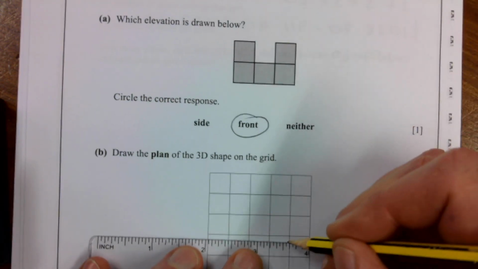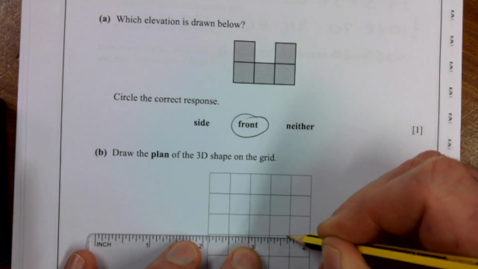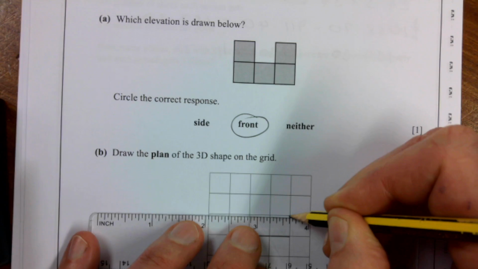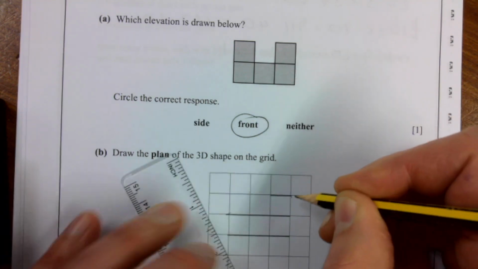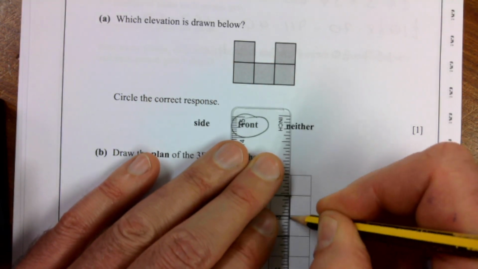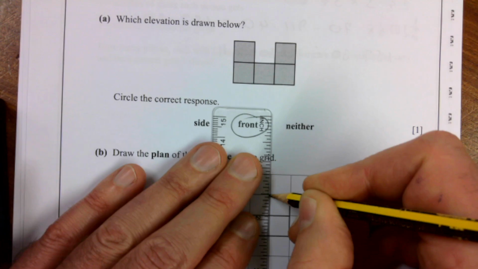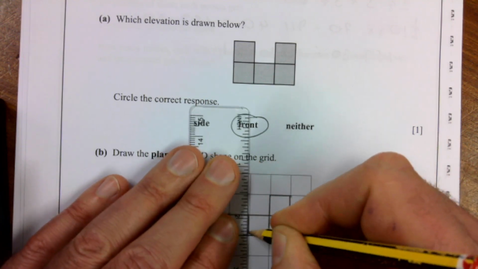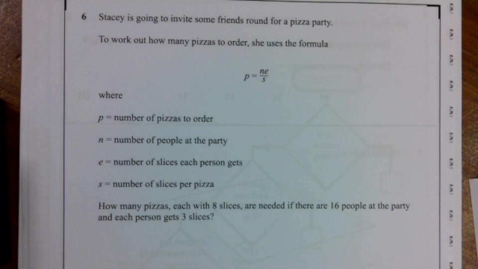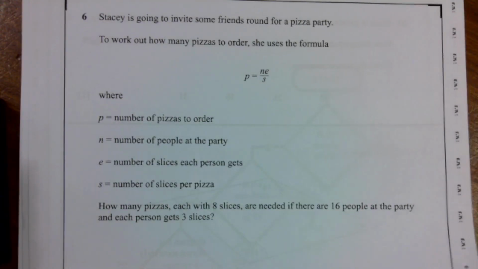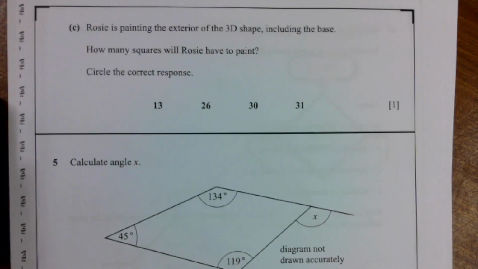So let's draw that in. I'm just drawing the lines on. And that's us then for part B. Part C. Seemed to have lost it. There we are.